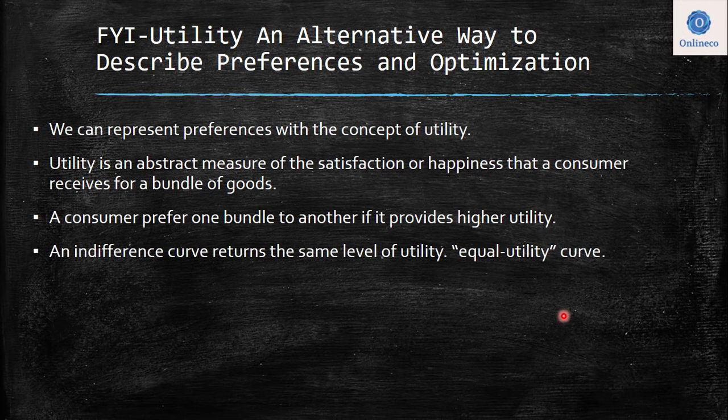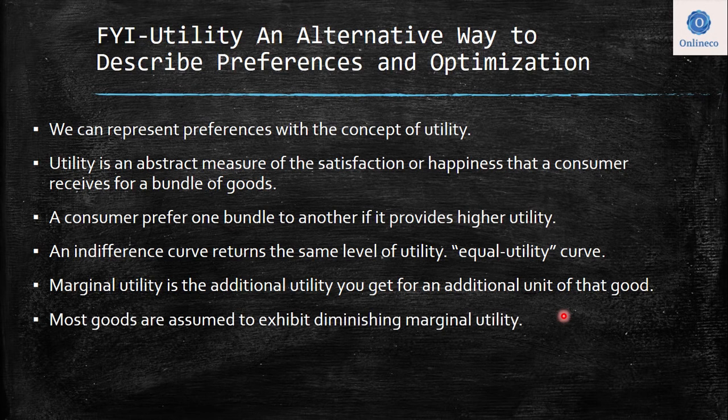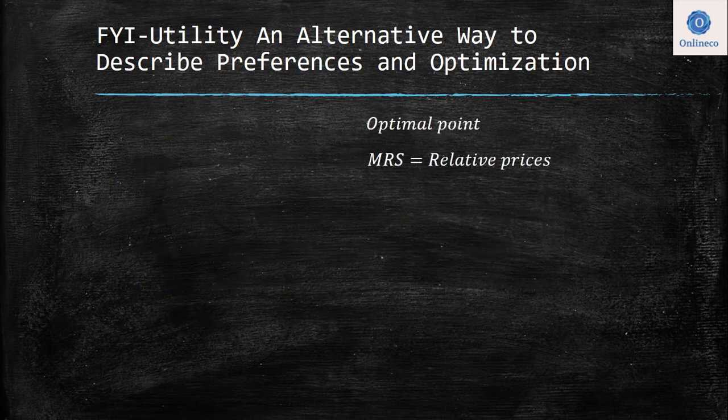So we say that this is an equal utility curve. Then the marginal utility is the additional utility you get for an additional unit of that good. We have seen that before. And most goods are assumed to exhibit diminishing marginal utility, because naturally when you drink the first glass of water it represents a lot of utility, but maybe the fifth one you don't want to drink more water.